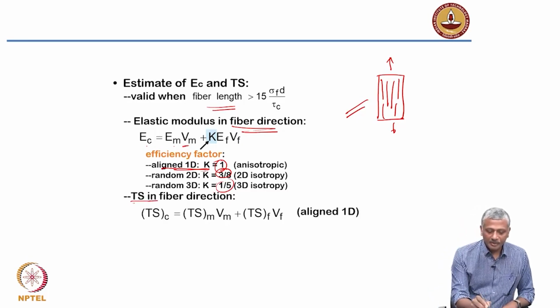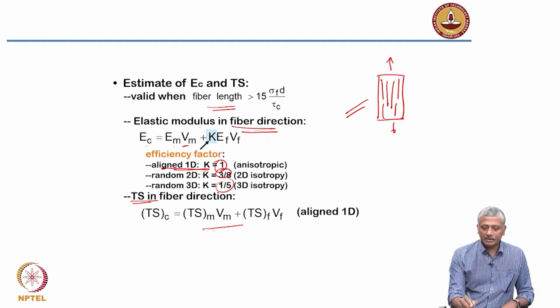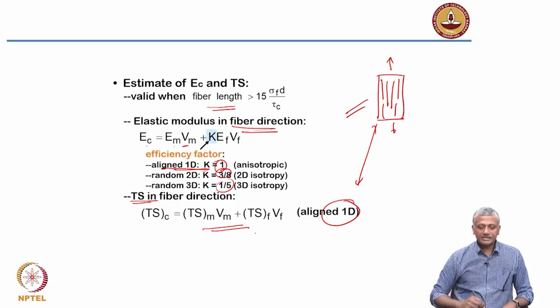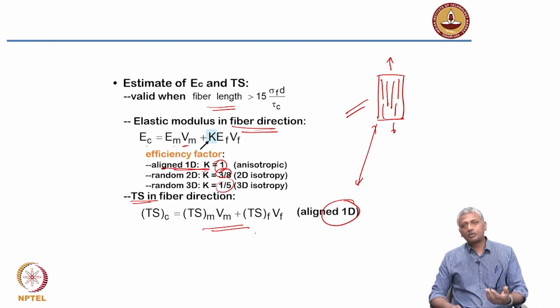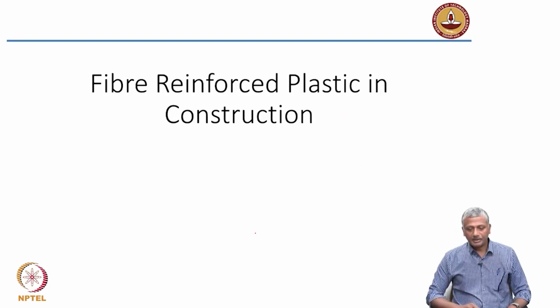In the fiber direction, the tensile strength can also be calculated in a similar way for an aligned one dimensional case, which is the continuous aligned case, as tensile strength equal to matrix strength times volume fraction of matrix plus fiber strength times volume fraction of fiber, only for the aligned one dimensional case. This is the same rule of mixtures that we are applying in this case also.